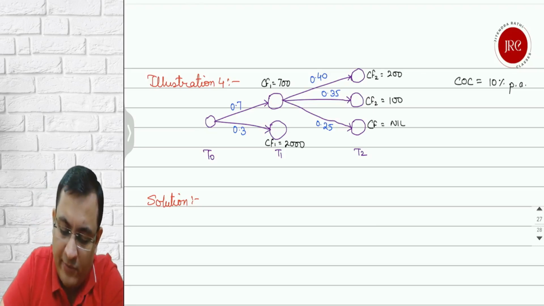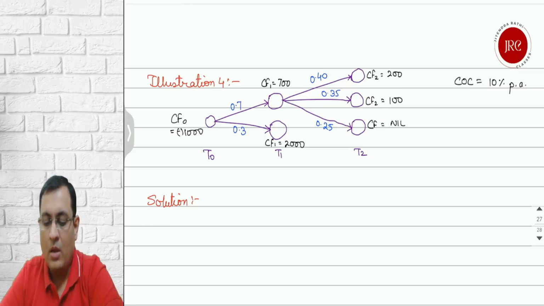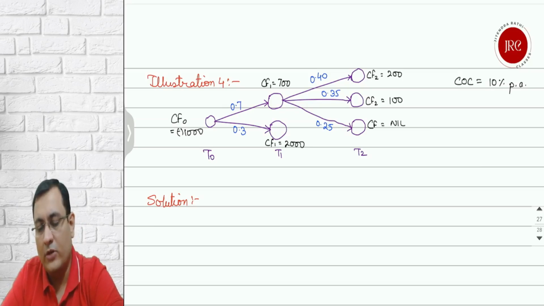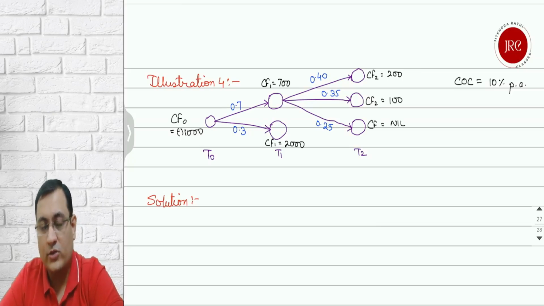Let's say the CF0 is equal to negative 1000. So 1000 is your outflow. Whether we should continue the project or not. First case, with a probability of 0.3, you are going to get 2000 rupees and then the project is over. In the second case, you run the project for 2 years. We are going to get 700 at T1, and then subsequently for the next year we will get different cash flows. So whether we should continue this project, yes or no.